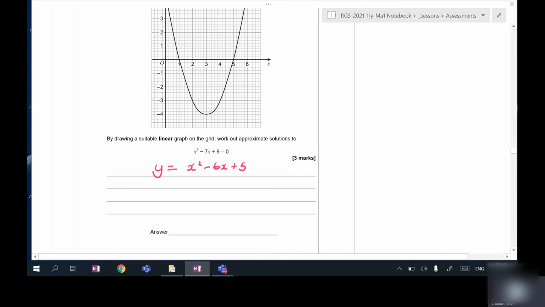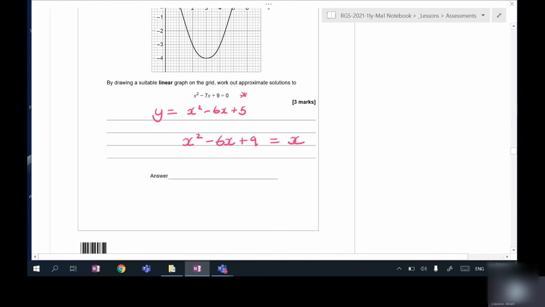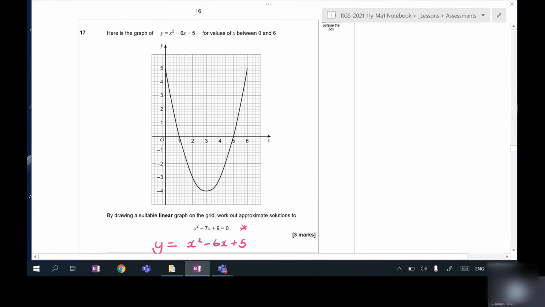Okay? So if I add an x to both sides of this equation here, I then get x squared minus 6x plus 9 equals, then add x to the other side as well. So it's now looking closer to the graph that I've got. Okay, but I don't want to have a plus 9 on the end. So you might want to take 4 off of it as well. And now I've got the equation that I want. So we need to draw the line y equals x minus 4 on this graph and read off.